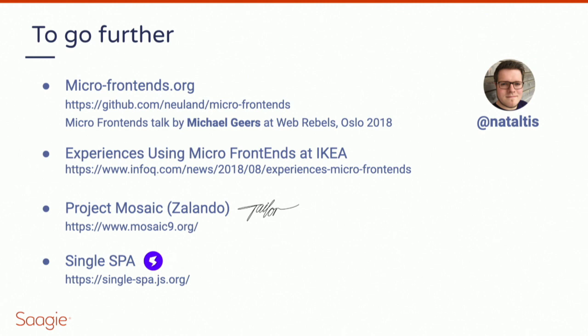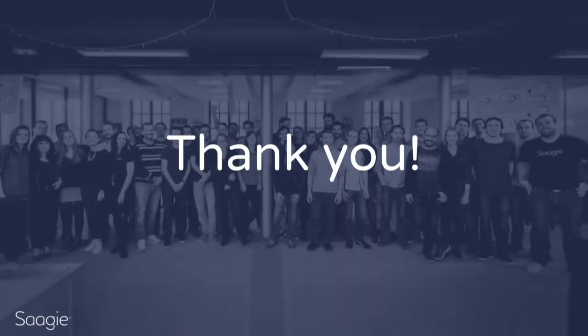Project Mosaic is a set of libraries and resources to aggregate fragments. It's open sourced by Zalando. Tailor, which I told you about previously, is probably the most famous amongst those libraries. And single-spa is a light JavaScript framework to aggregate light single-page applications. That's the reason why we didn't go for it, because it looked to be really made for light single-page applications, which was not our use case. That's all for me. We've got 5 minutes left if you have questions.